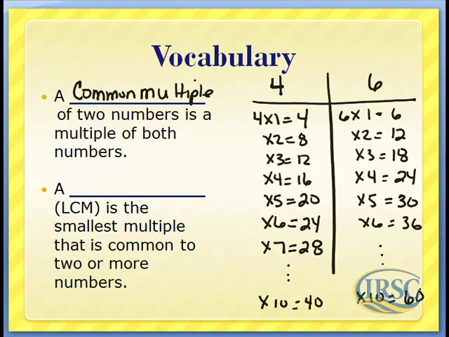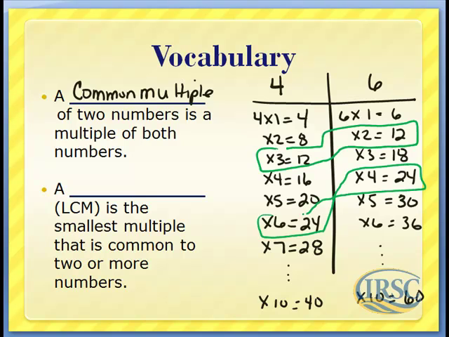Now, a common multiple. If I said list the first two common multiples of 4 and 6, what would be the first two common multiples for 4 and 6? Look at your table. The first two common multiples of 4 and 6, we have 12, and we also have 24. Okay, those are the first two common multiples for the given numbers.